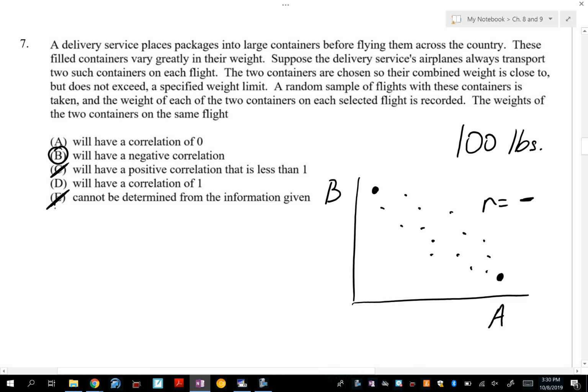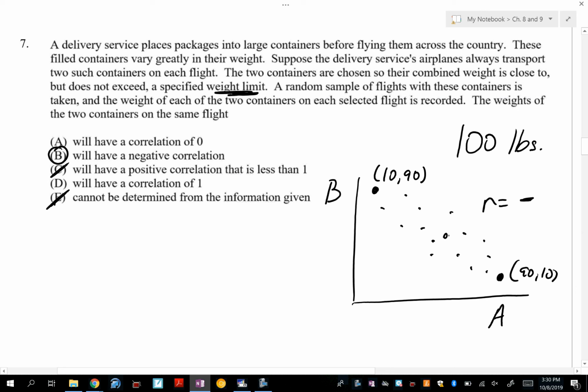Did I not do a good enough job explaining? Well, okay, so do you understand? I made up a number. Because it said a weight limit. So I made up a weight limit, 100 pounds. So if I pick up a package, and that's package A, if it's 90 pounds, it's way over here for A. And so B can only be 10 pounds, so it's barely up at all. That's why the point is here. So this is 90, 10. And this one is 10, 90.